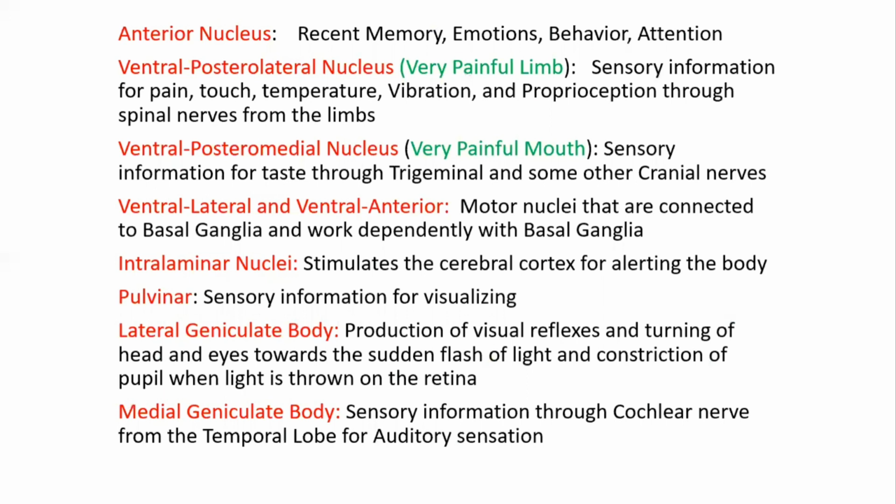If we go to the ventral posterolateral nucleus, VPL, there's a mnemonic here: VPL, very painful limb. As the name suggests, it receives the sensory information for pain, touch, temperature, vibration, and proprioception through the spinal nerves, majorly from the limbs and other parts of the body.